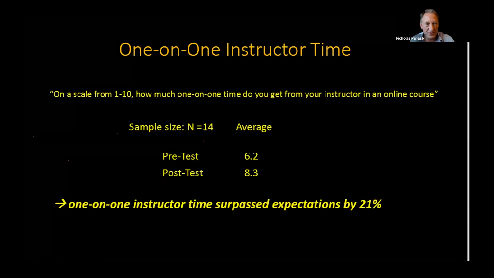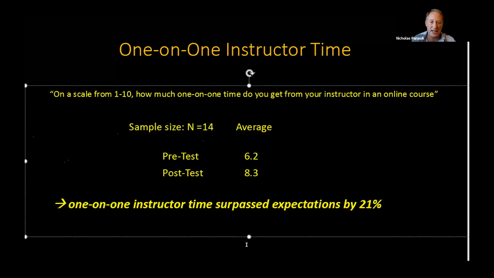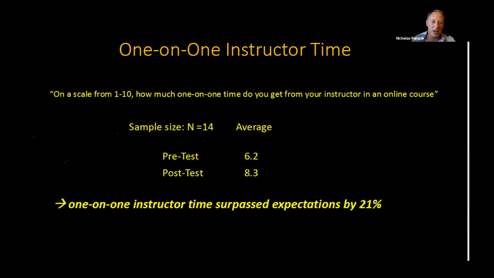Back to one-on-one time with the instructor. How much one-on-one time do you get from your instructor in an online course? The expectation was about 6.2 at the beginning of the class. At the end of the class, it jumped by about 21%. So that to me is a really good outcome, because it's showing that they felt like they got a lot more one-on-one time with you than they expected.